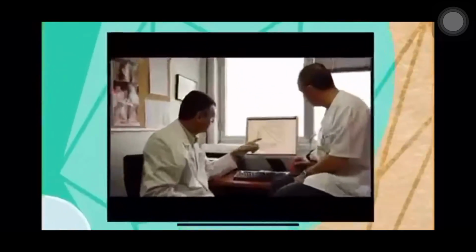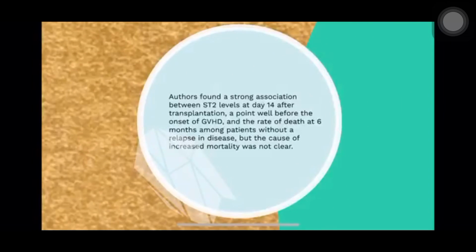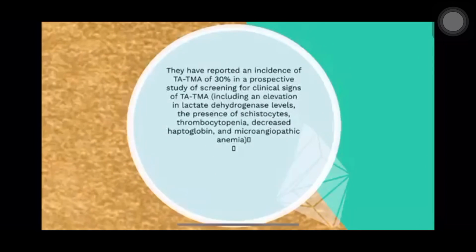Application in medicine. Authors found a strong association between ST2 levels at day 14 after transplantation, a point well before the onset of GVHD, and rate of death at 6 months among patients without a relapse of disease, but the cause of increased mortality was not clear. They reported an incidence of TA-TMA of 30% in a prospective study screening for clinical signs of TA-TMA, including elevation of lactate dehydrogenase level, the presence of thrombocytopenia, decreased haptoglobin, microangiopathy, and anemia.